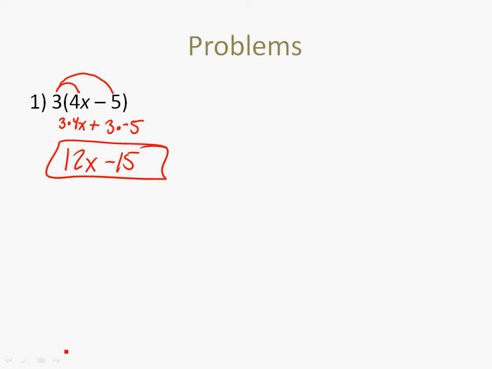Okay, one more example. I have the quantity negative 8 plus 2x times 5. And so same thing. Negative 8 is going to be multiplied by 5, and 2x is also going to be multiplied by 5. So I have negative 8 times 5, and I'm going to add that with 2x times 5. And so my final expression is negative 40 plus 10x.